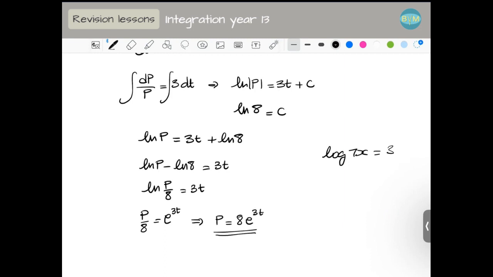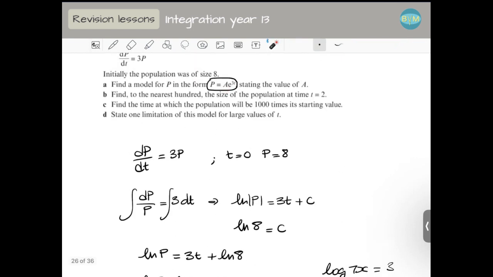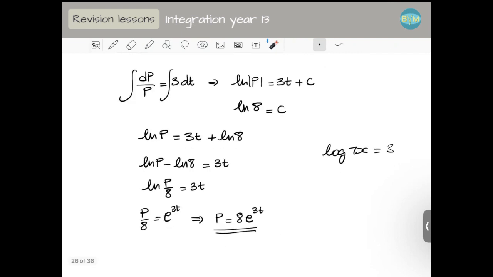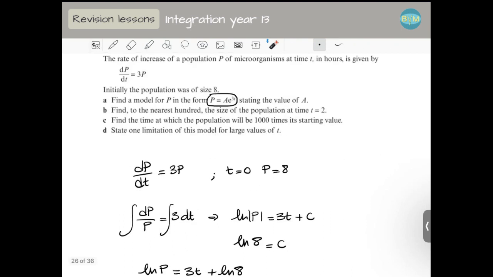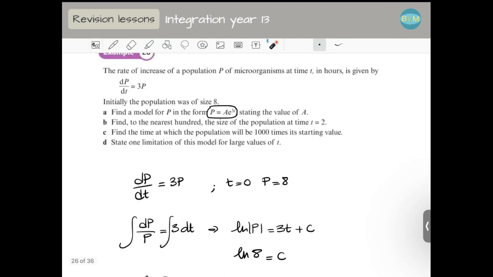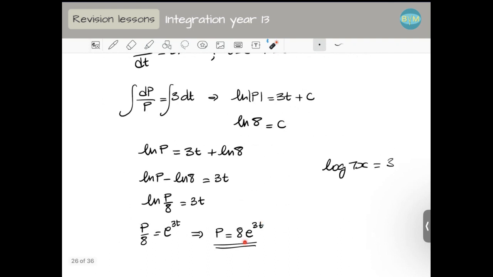So I have the equation in the way that they ask me. So a constant times e to the power of 3t. So it's perfect. Yeah, this is a constant. This constant is the initial population of the microorganism, 8. Because when t is 0, this is 1, and I have 8. Yeah, but that's the model.